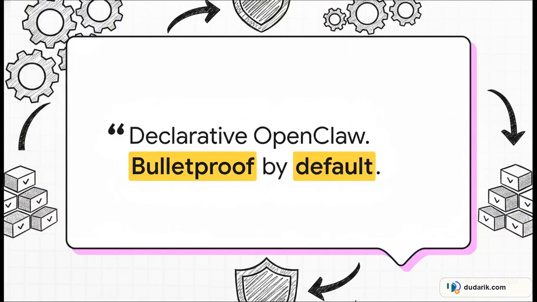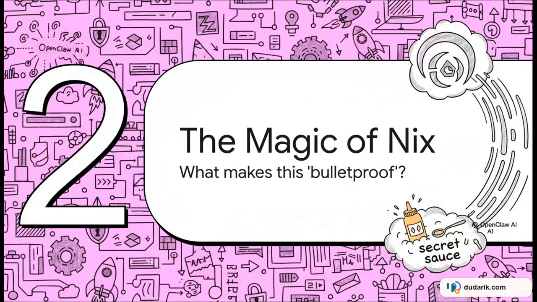The project's tagline makes a really big claim: bulletproof by default. And look, this isn't just about making the installation a little easier. It's about a fundamental change to build a system that is just inherently tough, repeatable, and super reliable, right from the very beginning. So how in the world does it actually become bulletproof?